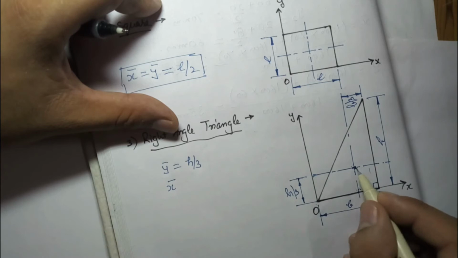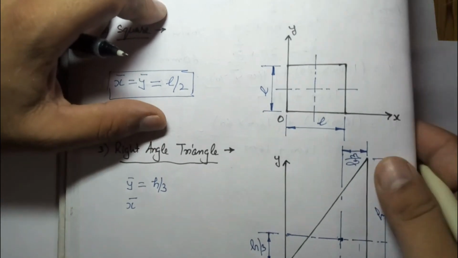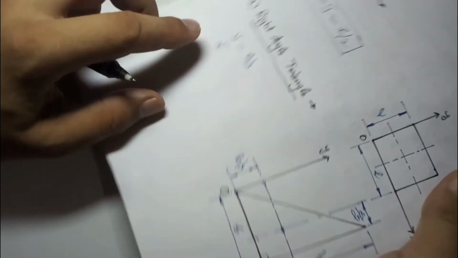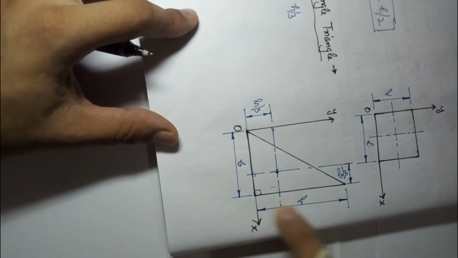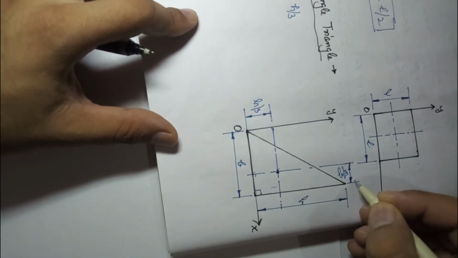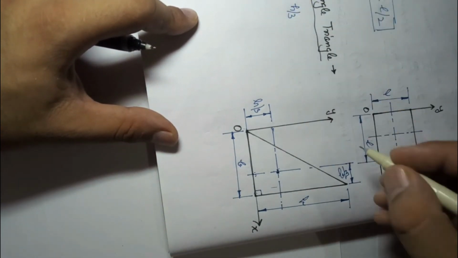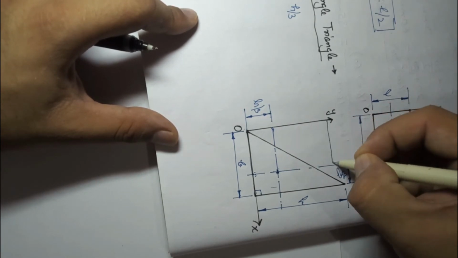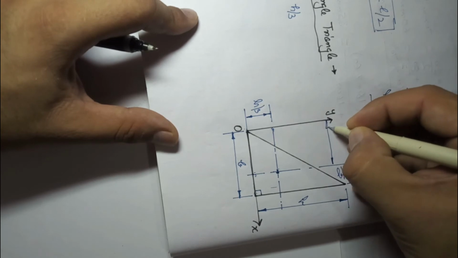So how much is this gap? To find this out, if I compare with the same height, then h by 3. Now if I rotate, this will become the base and this will become the height, so it will be b by 3, same as that. But what is the centroid? The centroid is this gap, not this one. The centroid is this gap.